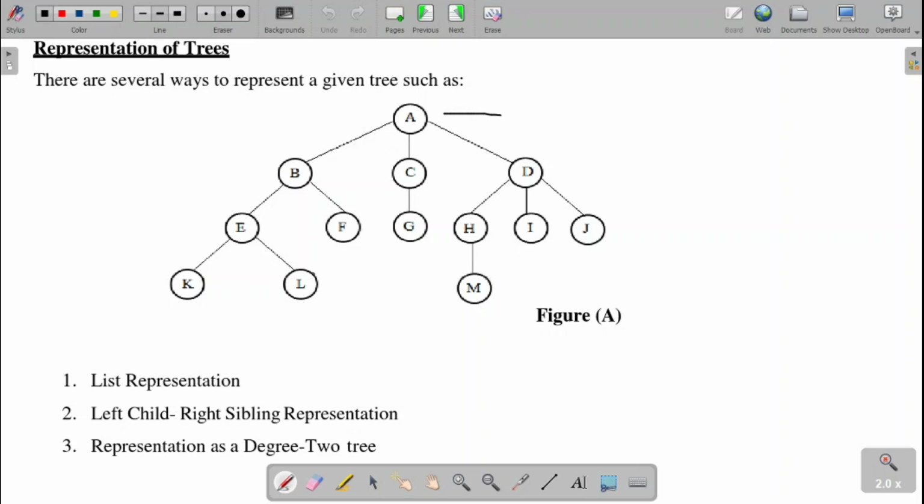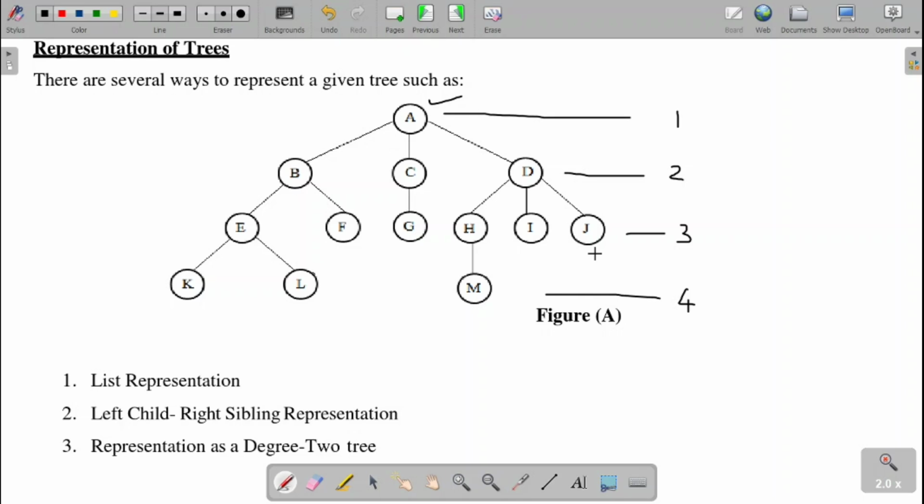If we go to the levels of the tree, A is at level 1. B, C and D are at level 2. E, F, G, H, I and J are at level 3, and K, L and M are at level 4. Here, A is the root node and the leaf nodes are K, L, F, G, M, I and J. Now let us go for the different ways of representing this tree.